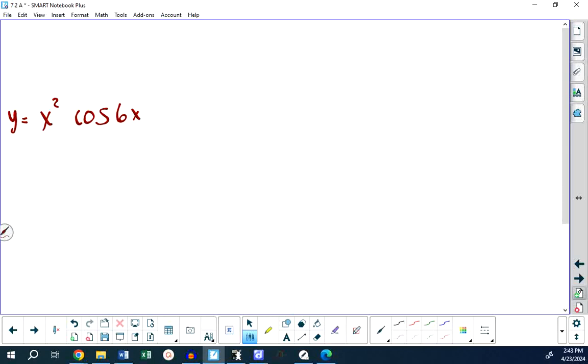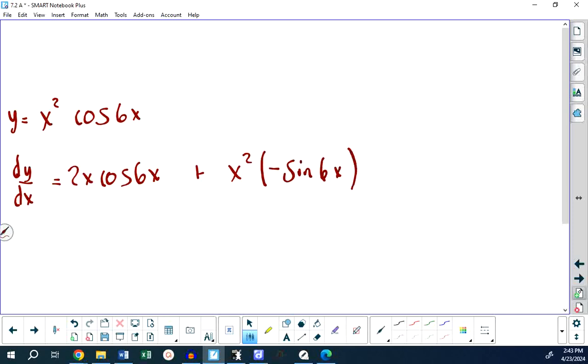The derivative of the first times the second plus the first times, now what is the derivative of the second? It's a cosine whose derivative is negative sine of the same thing times the derivative of the thing.